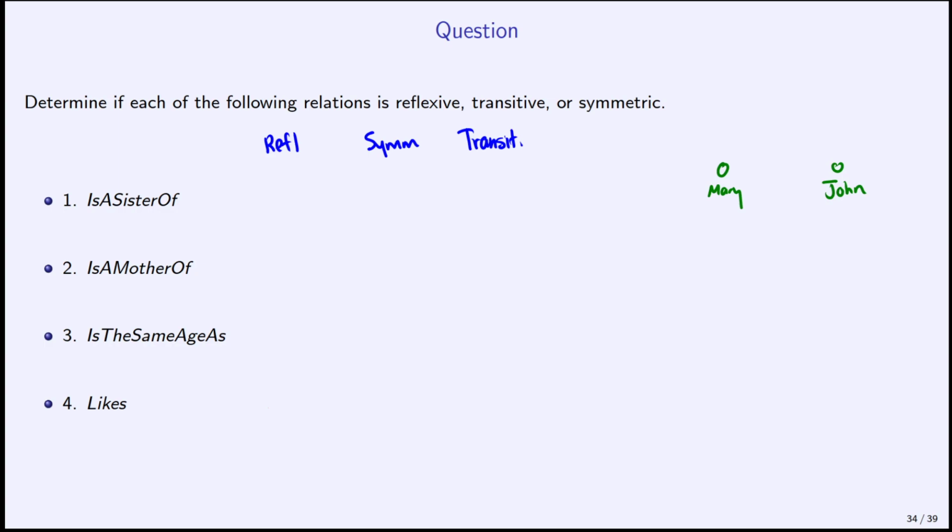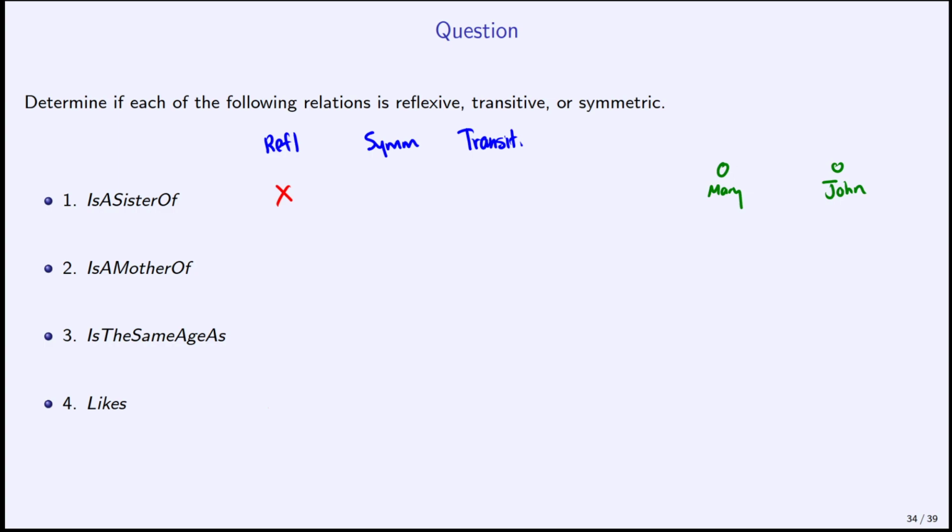Okay, now imagine the reflexivity. Basically, we're asking for every element in our set, is that one particular thing a sister of itself? So can Mary be a sister to Mary? Can John be a sister to John? And the answer to this one is no, that's not the case. You cannot be a sister of yourself. A sister has to be some other person. So sistership cannot be reflexive.